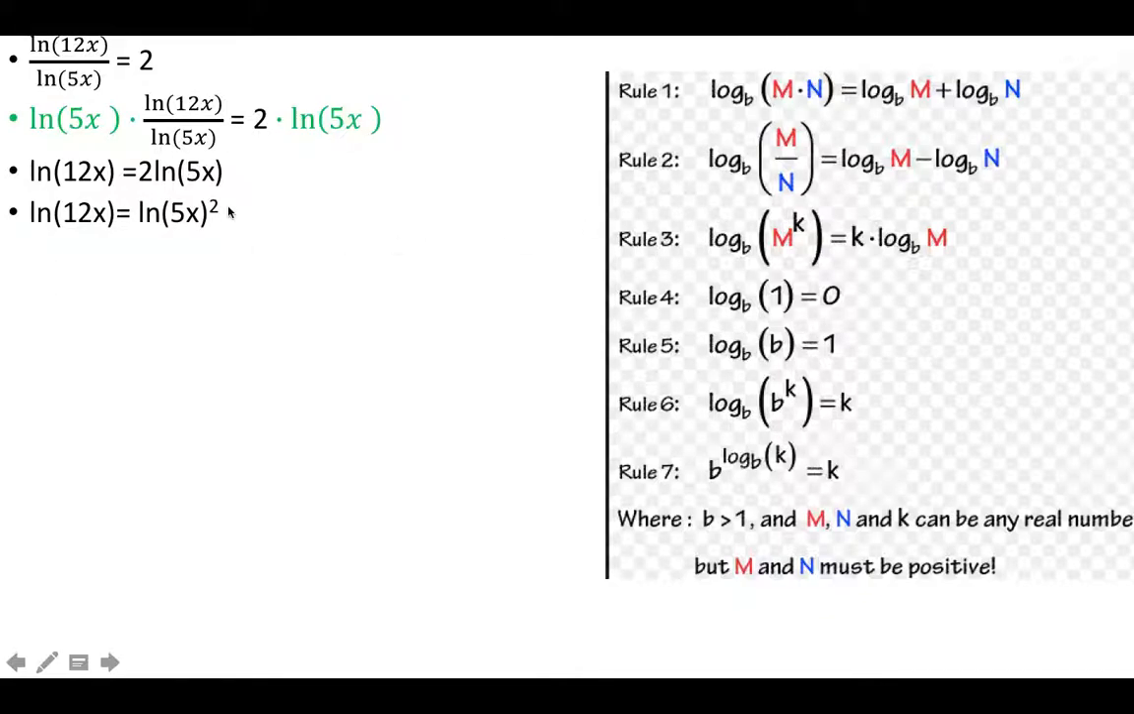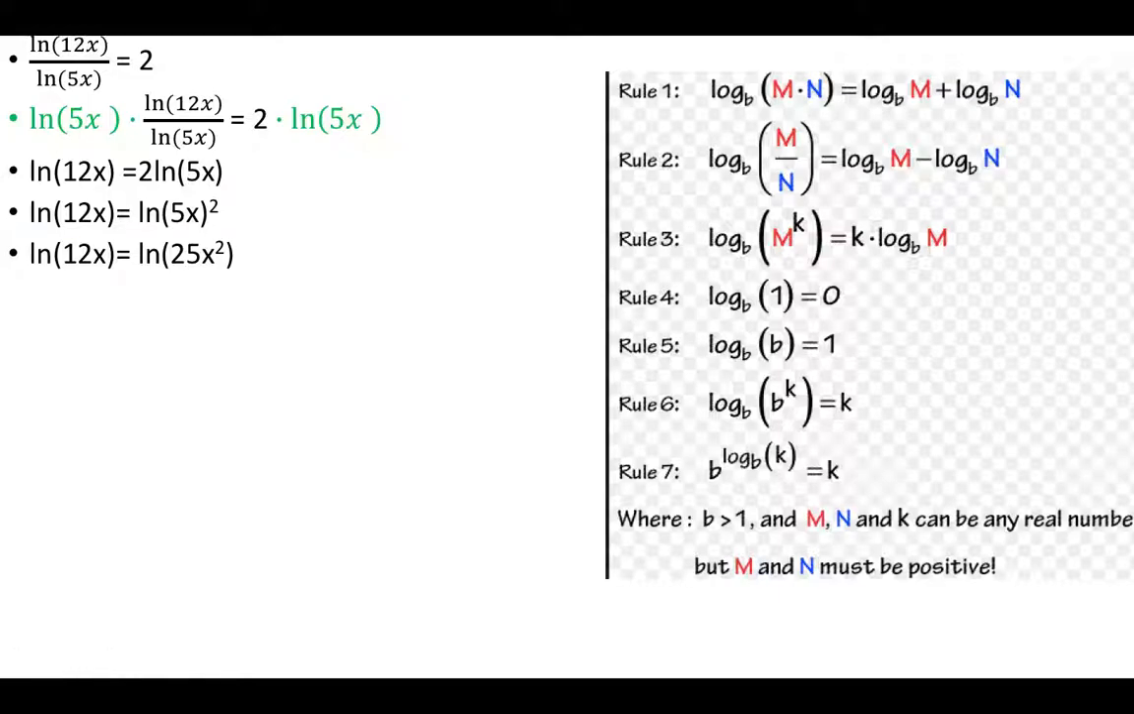Great. That's all I did. I used rule 3. I moved this 2 up as an exponent. So when you do that, though, you've got to remember that this square is going to the 5 as well as to the x. So that's going to become, on this side, 25x squared, because it's going to both.